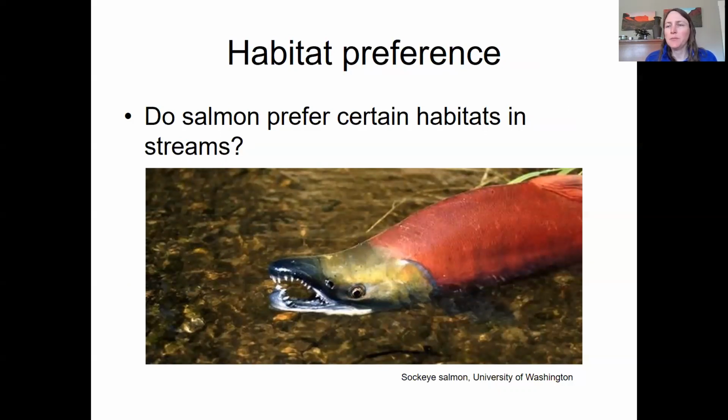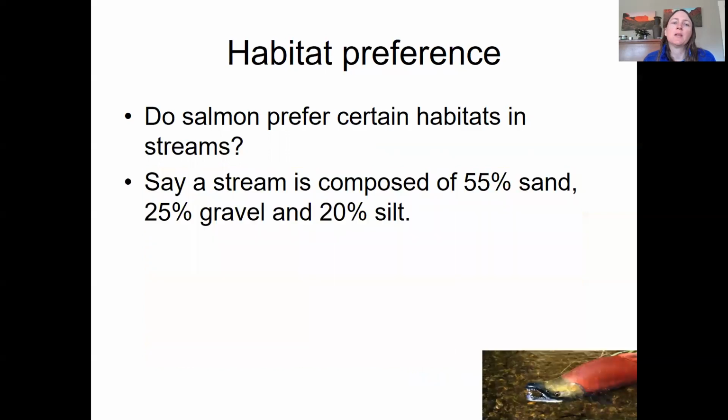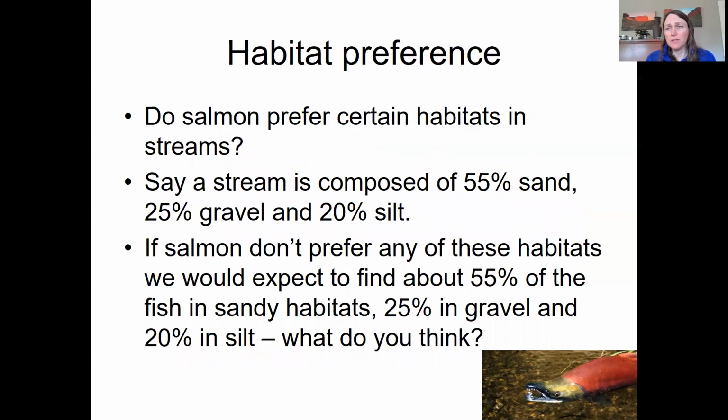The first one is, do salmon prefer certain habitats in streams? Well, let's say a stream is composed of 55% sandy bottom, 25% gravelly bottom, and 20% silty bottoms. If the salmon don't prefer any of these habitats, when you go to a stream, you'd expect to find 55% of the salmon on sand, 25% of the salmon on gravel, and 20% on silt, right? They don't show any preference for the habitat. But if you go to the stream and you see salmon preferentially choosing specific habitat types, then you could say that the salmon statistically prefer a certain habitat.